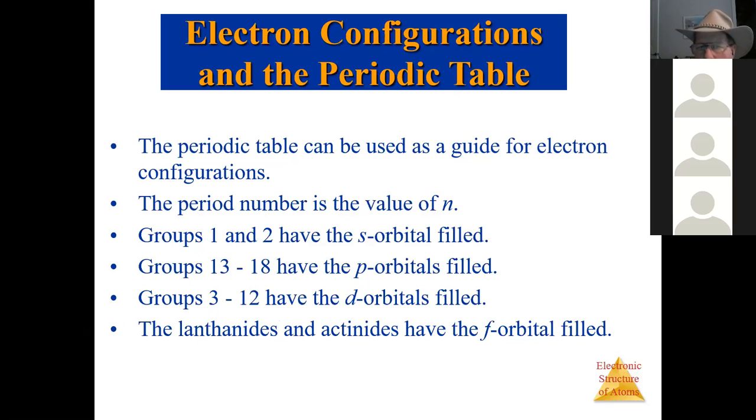Remember, if I've got an L equals 0, I have an s orbital. L equals 1, a p. L equals 2, a d. L equals 3, I've got an f.